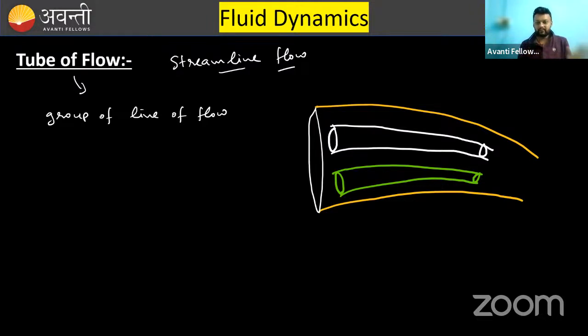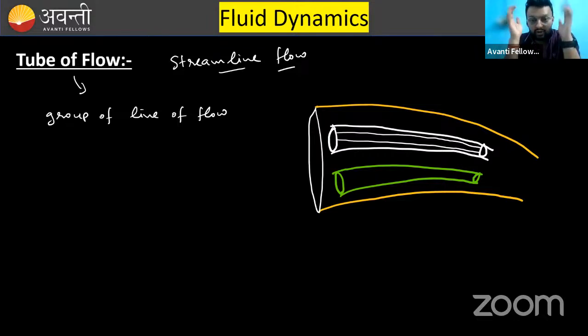The main thing that you should learn is to consider any cross-section area and the lines in it, like this. These are the lines of flow, and this collection is known as a tube of flow. So what is a tube of flow? A group of lines of flow is known as a tube of flow.